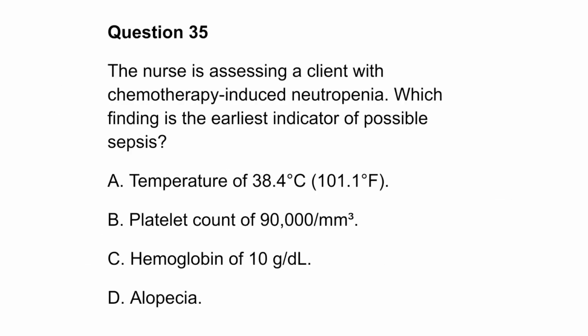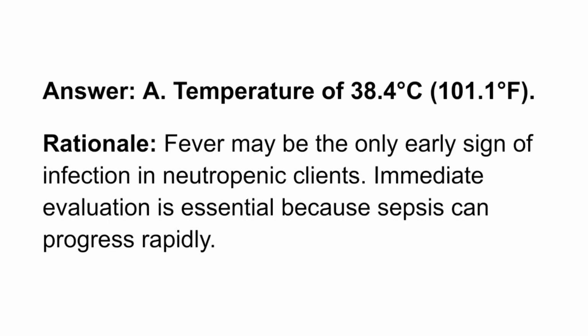Question 35. The nurse is assessing a client with chemotherapy-induced neutropenia. Which finding is the earliest indicator of possible sepsis? A. Temperature of 38.4 degrees Celsius, 101.1 degrees Fahrenheit. B. Platelet count of 90,000/mm³. C. Hemoglobin of 10 g/dL. D. Alopecia. Answer: A. Temperature of 38.4 degrees Celsius, 101.1 degrees Fahrenheit. Rationale: fever may be the only early sign of infection in neutropenic clients. Immediate evaluation is essential because sepsis can progress rapidly.